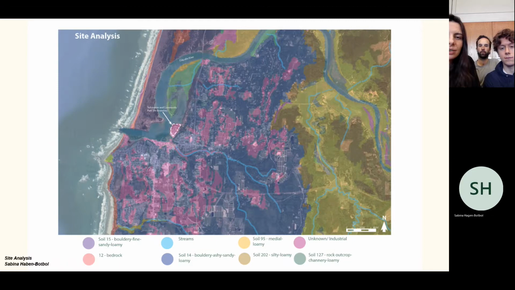In our site analysis, you can see the soil types that comprise Bandon, Oregon, and these soils are mainly rocky, sandy substrates due to the river body and ocean. And so in the restoration, we'd be restoring these soil types for riparian habitat.